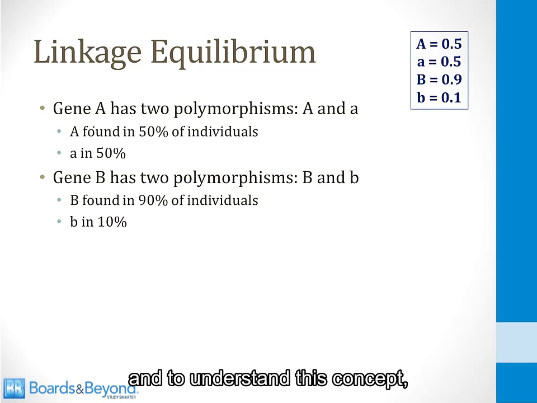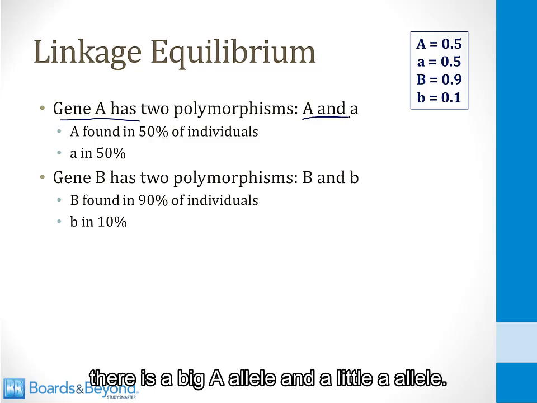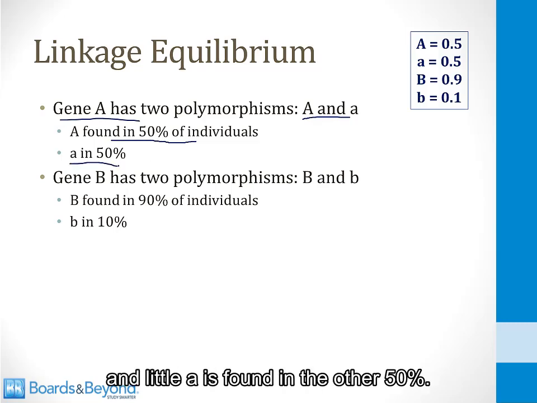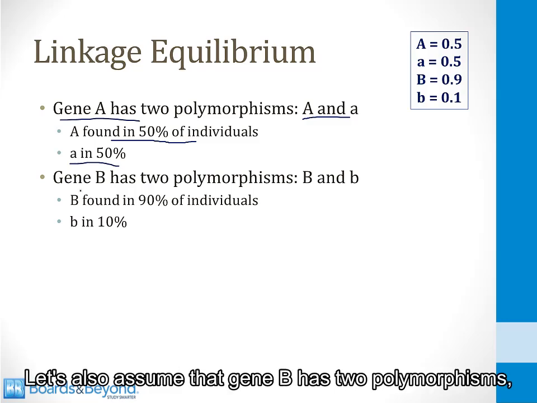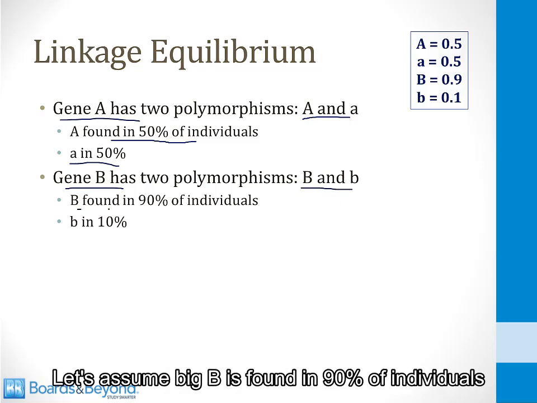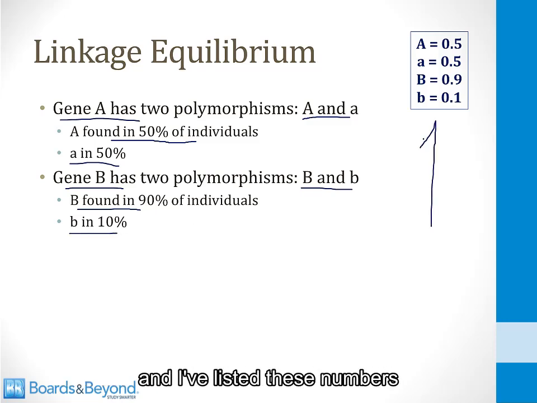And to understand this concept, let's assume there are 2 genes found in a population of individuals. Let's assume gene A exists in 2 polymorphisms. There is a big A allele and a little a allele. Let's assume that big A is found in 50% of individuals in a given population, and little a is found in the other 50%. Let's also assume that gene B has 2 polymorphisms. It can exist as a capital B or lower B allele. Let's assume big B is found in 90% of individuals and little b in the other 10%. And I've listed these numbers at the top of the screen here to remind you what they are.